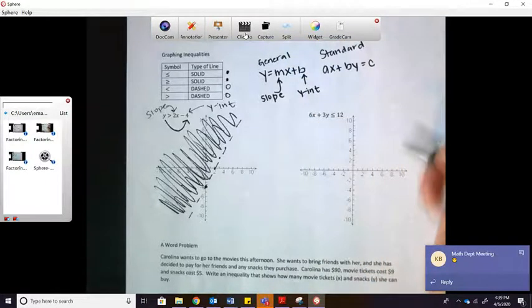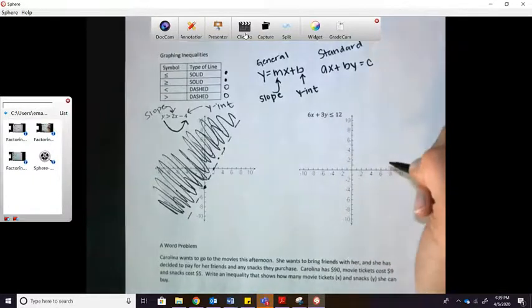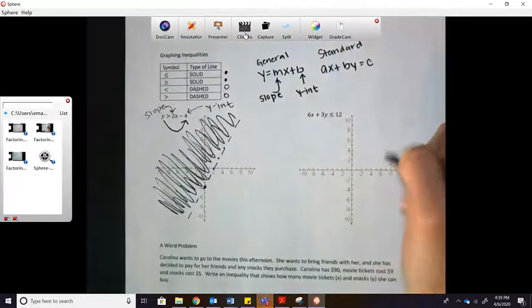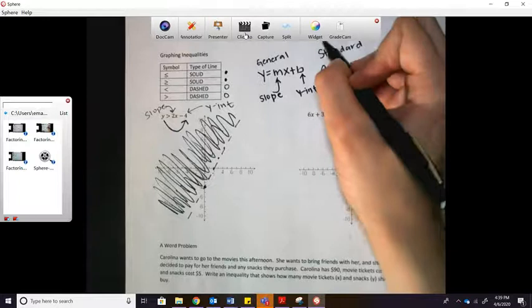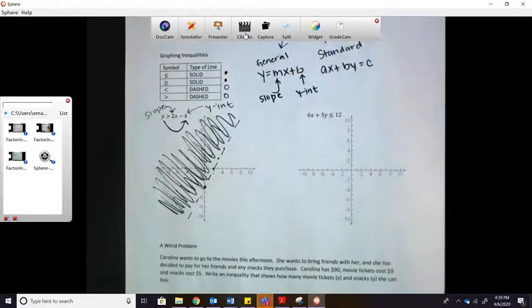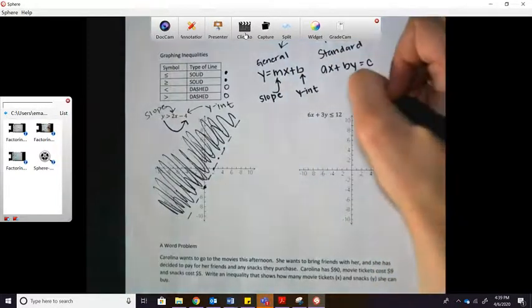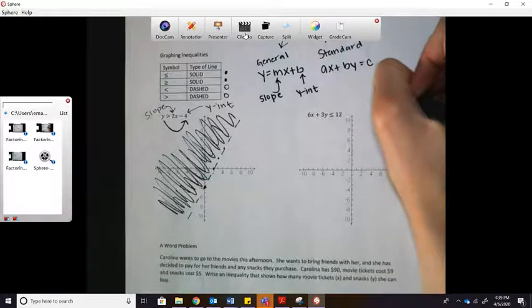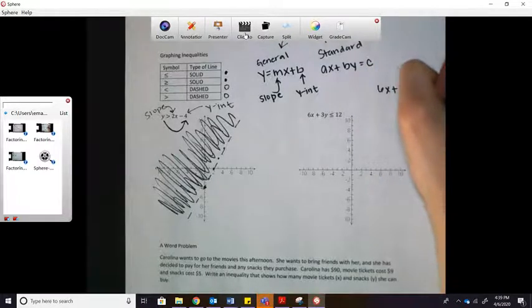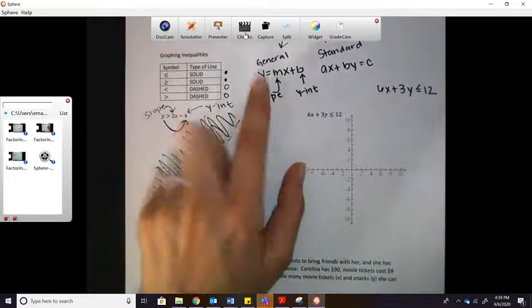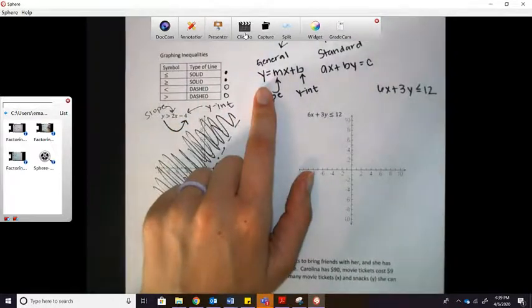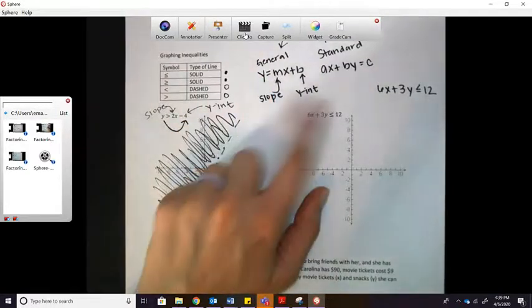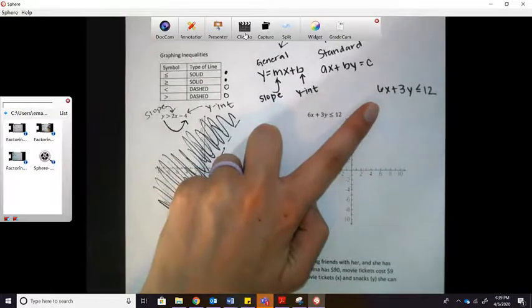When we come over here, this is in standard form. We don't graph in standard form. The way we graph is we convert standard form into general form. So we're going to do that off to the side here first. Notice on general form, y is by itself. So we want to get y by itself over here as well.